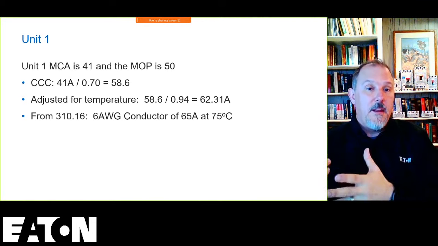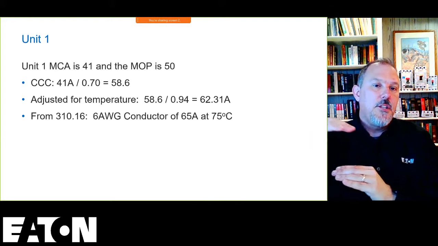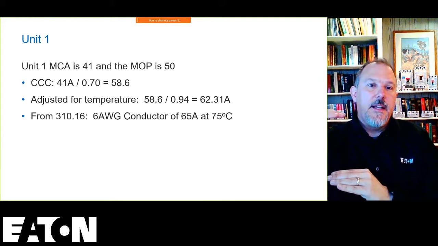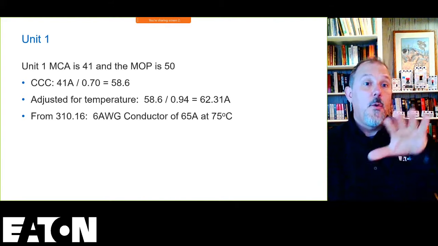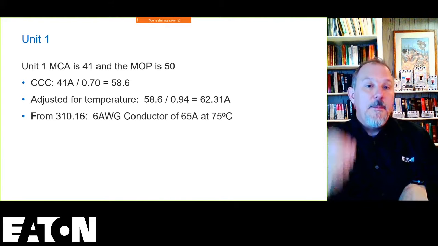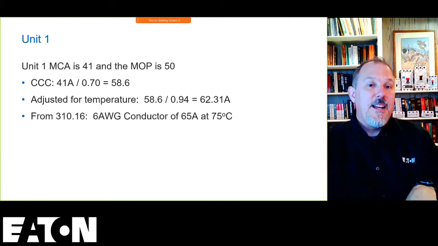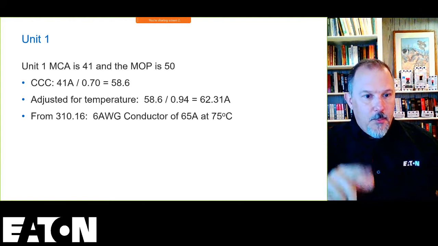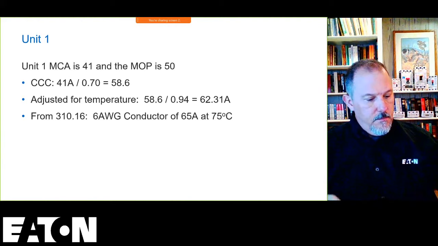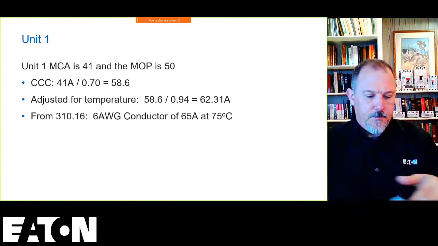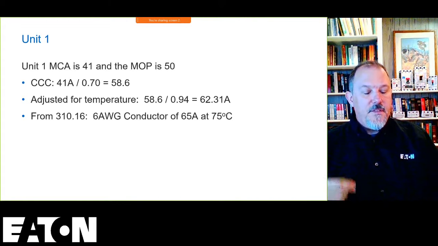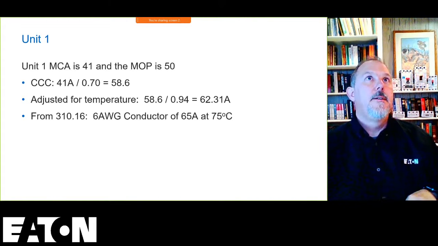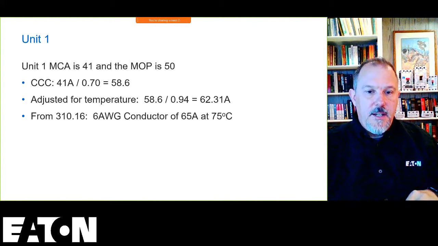Take 41 divided by 0.7, and that tells you that the ampacity of a conductor needs to be at least 58.6, right? For that adjustment. From a temperature perspective, I have a 0.94, and how I got 0.94 is I used table 310.15(B)(1).